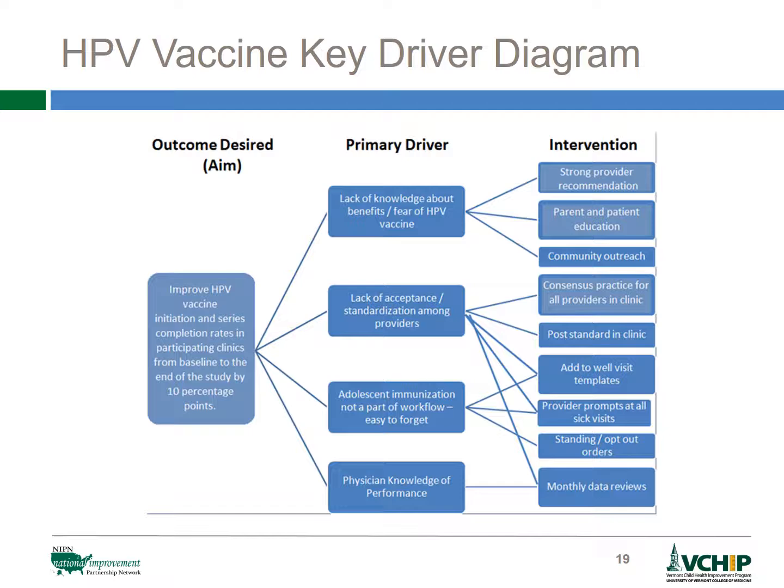And then the interventions we focused on were strong provider recommendation, parent and patient education, and community outreach. Looking at consensus within a practice for all providers in clinic as far as how and when they'll administer the HPV vaccine and posting those standards in the clinic. And then strategies for making it part of the workflow, such as adding HPV vaccine to well visit templates, having provider prompts at all visits, including sick visits, and then having standing orders for the vaccine. And then important in any quality improvement is really looking at your data.